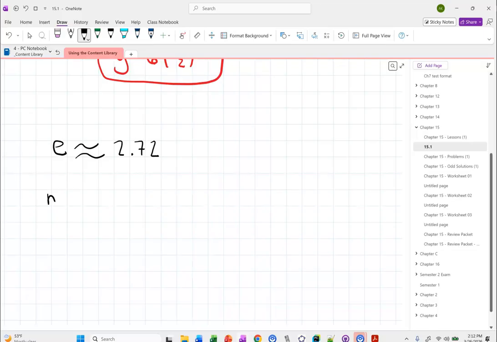We call this number the natural base, or sometimes we name it after the mathematician who discovered this. That is pronounced Euler. I believe he's German. Might have been before Germany was a country that he was working.